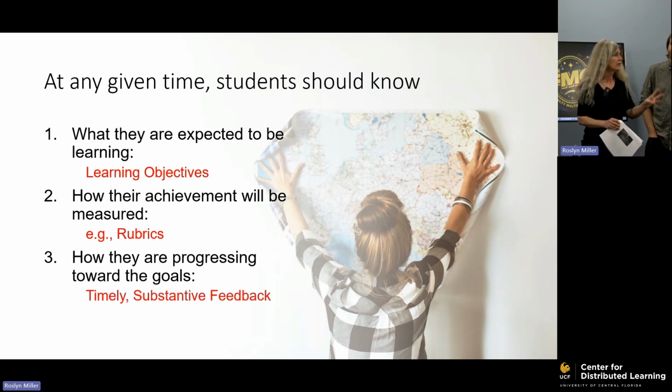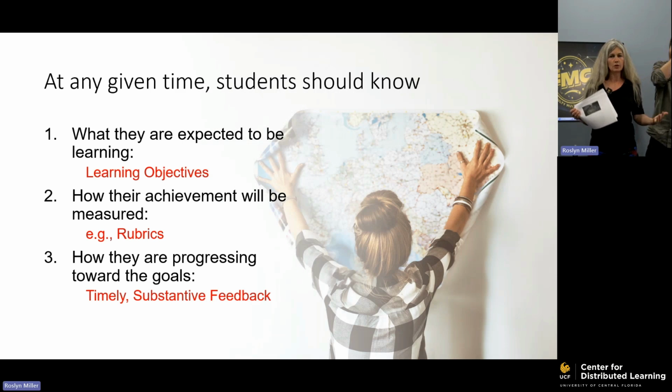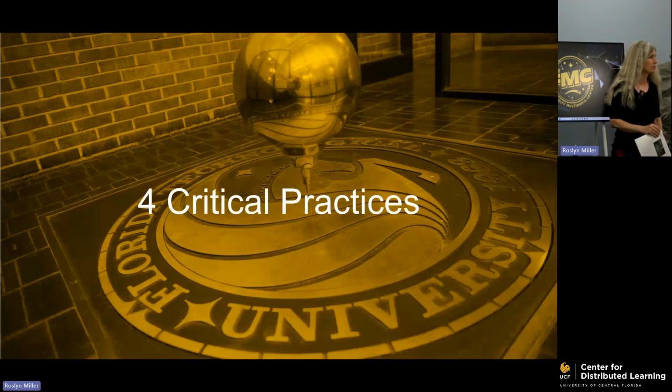But students should know how their work is going to be evaluated or how their achievement is going to be measured. And then 3, they should know, and I'm just going to say it, at any given time how they are progressing toward their goals. And so that means some transparency in the grade book. They need to not be wondering, am I passing or failing? And so we need to find some ways to communicate that to students about their progress.